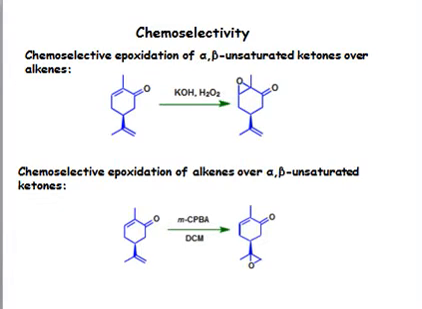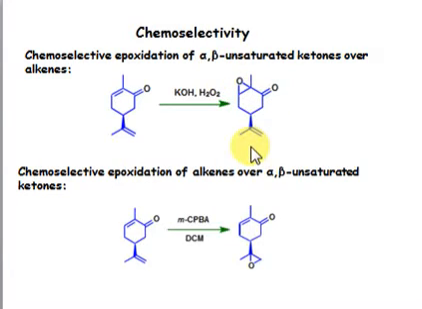Again, the chemoselective epoxidation or chemoselective oxidation. So here we have two types of carbon-carbon double bonds. One carbon-carbon double bond is part of an alpha-beta unsaturated system, while the other double bond is a simple alkene. And we prefer to oxidize the carbon-carbon double bond of the alpha-beta unsaturated system, right? The reagent should be potassium hydroxide in the presence of hydrogen peroxide. So this reagent will preferentially epoxidize this carbon-carbon double bond here.